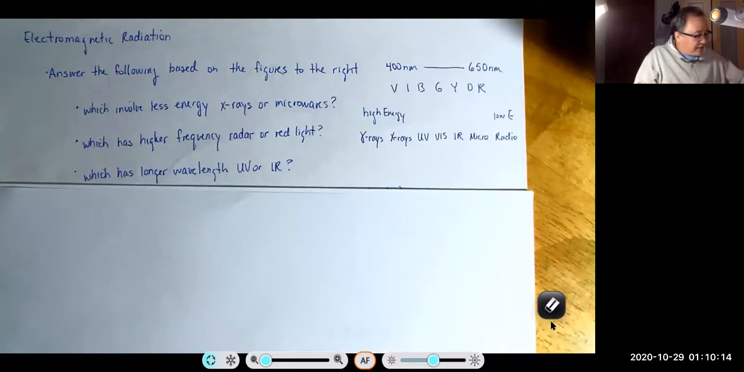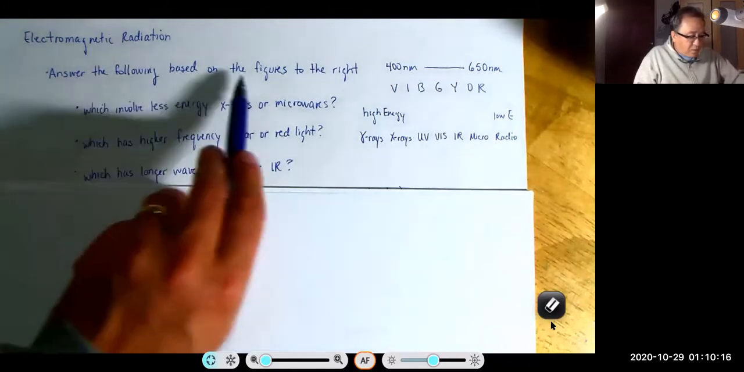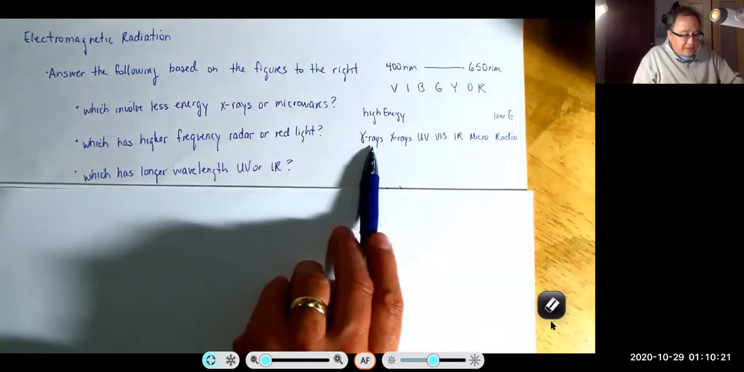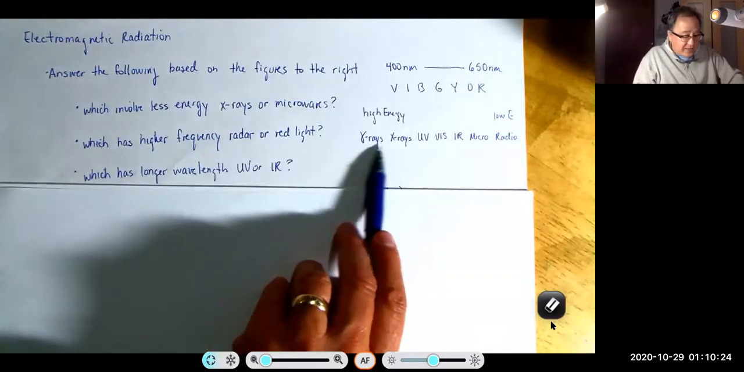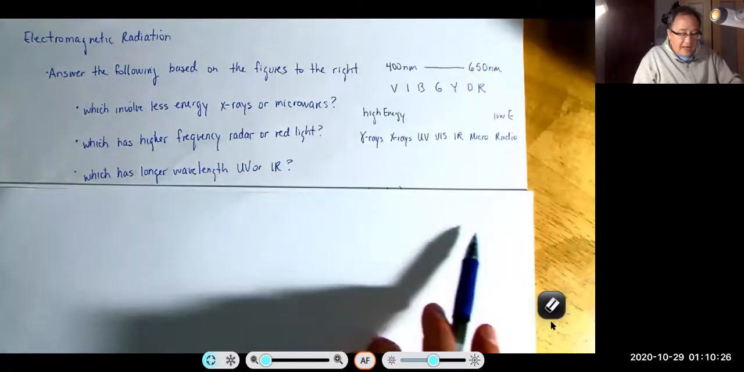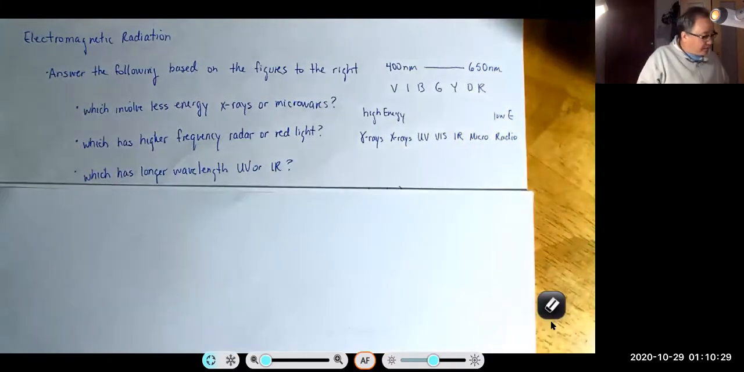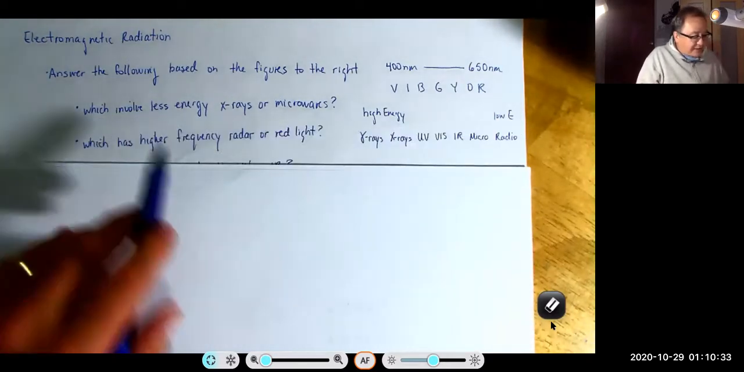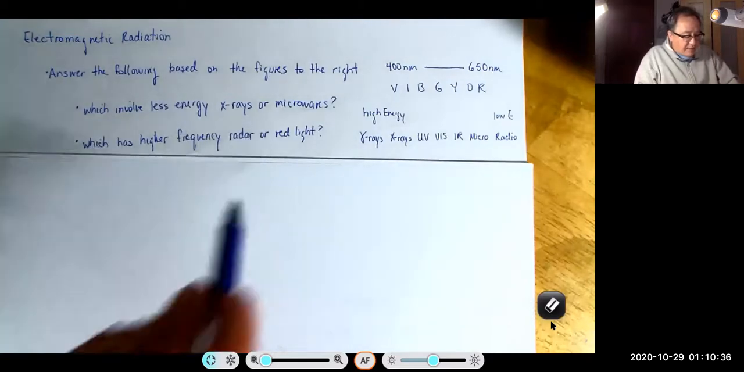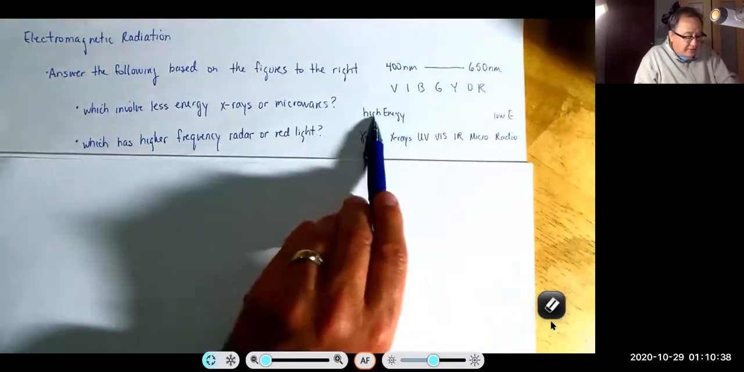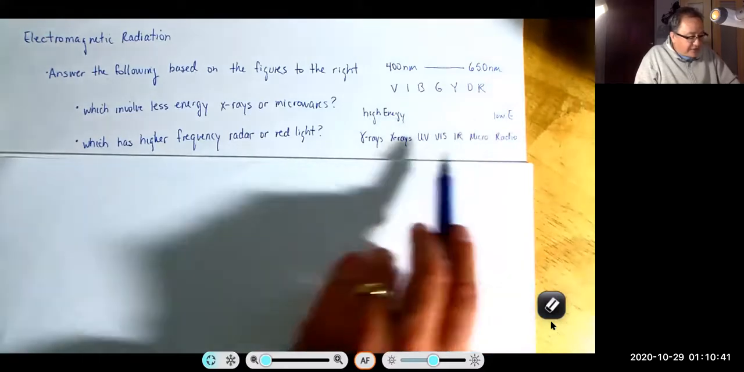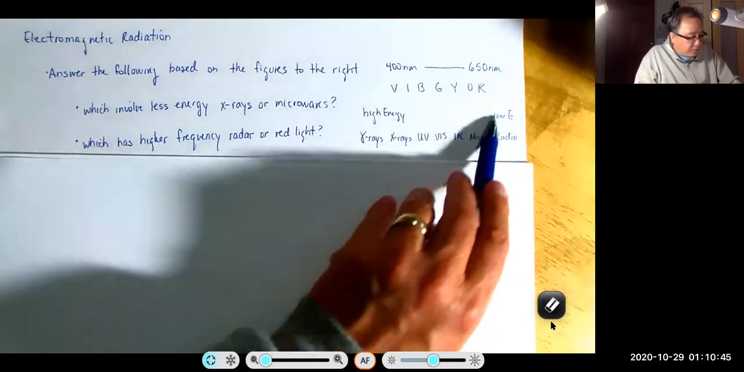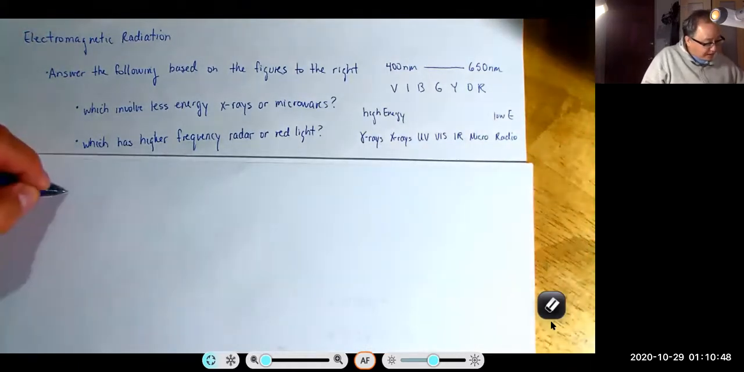So answer the following based on the figures to the right. One more figure to the right here: we have high energy X-rays or gamma rays, and then low energy would be radio waves. And here I did remember to put VIBGYOR in there. So let's look at the first question here. Which involves less energy, X-rays or microwaves? So here we have high energy over here and low energy, and you can see that X-rays correlate with high energy, whereas microwaves correlate with low energy. So what has more energy?